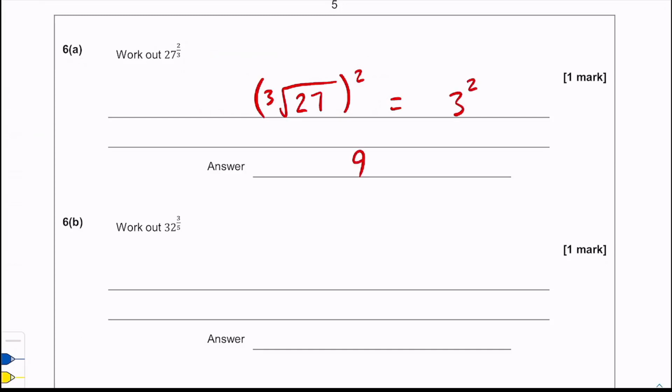Okay, moving on to 6b, we need to work out 32 to the power of 3/5. So this is the same as 32, our base. We've then got the fifth root, and this is all being cubed. Okay, so the fifth root of 32 is equal to 2, and this is being cubed. 2 cubed is equal to 8.